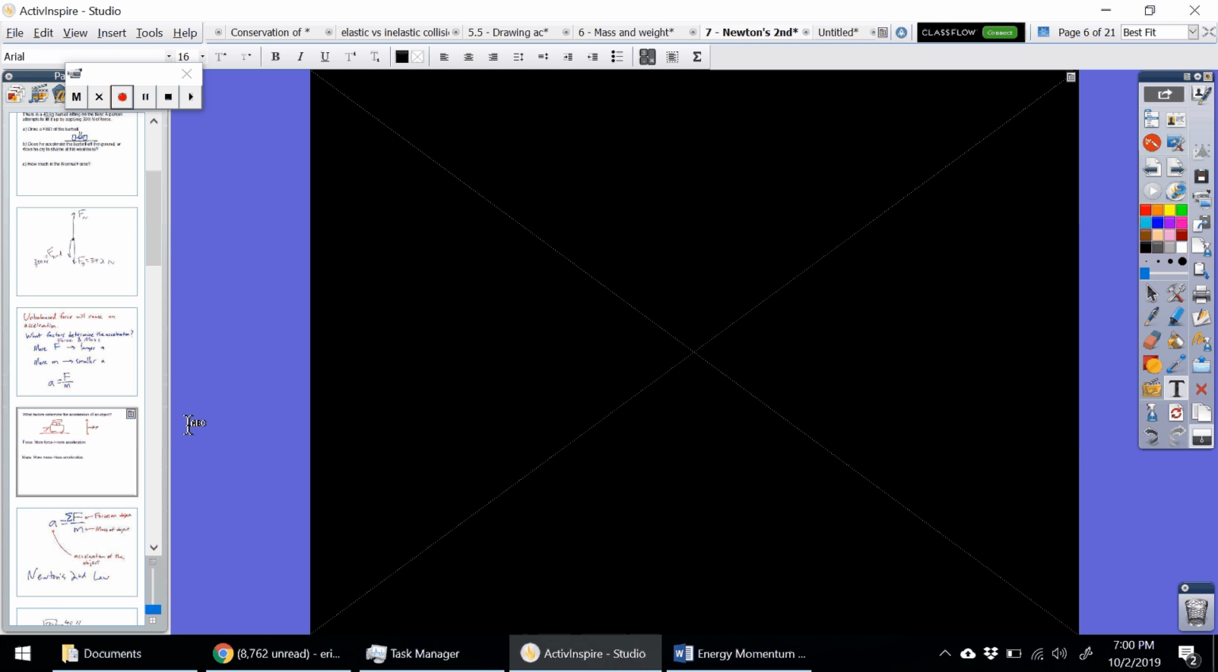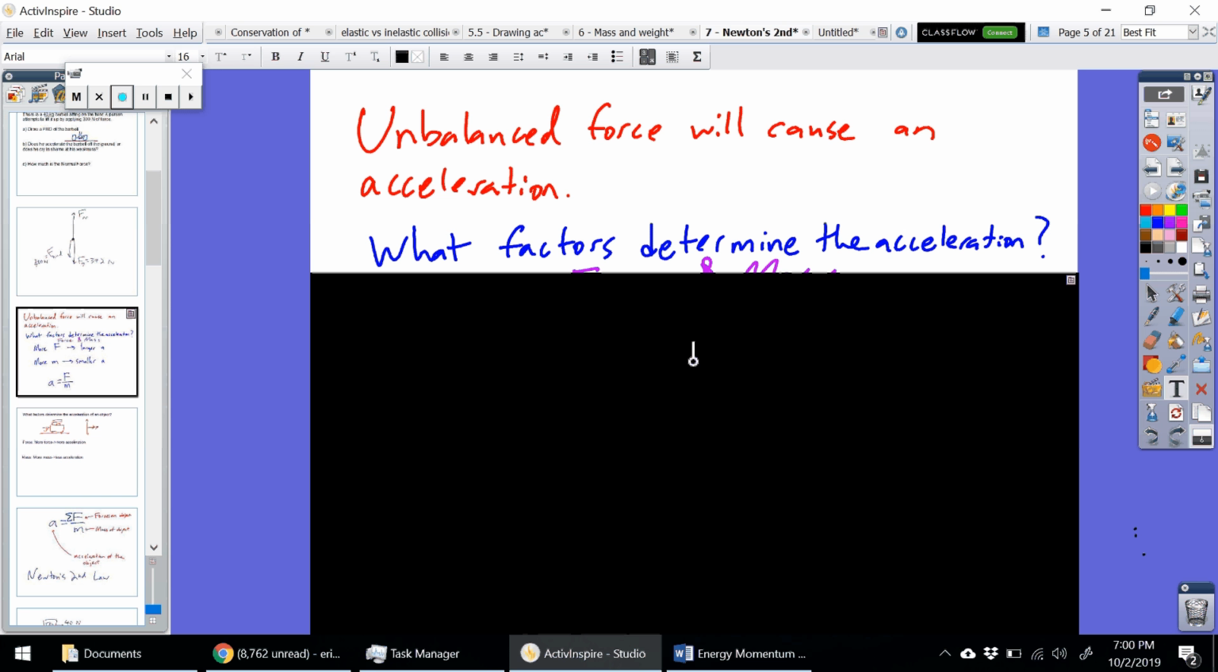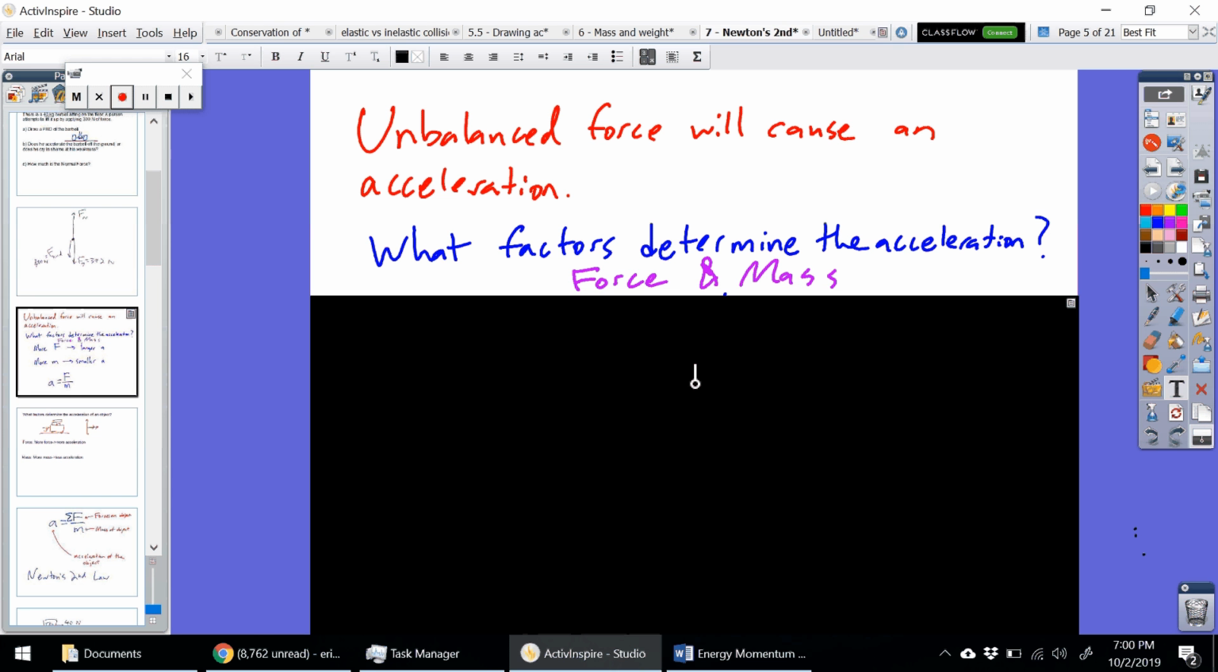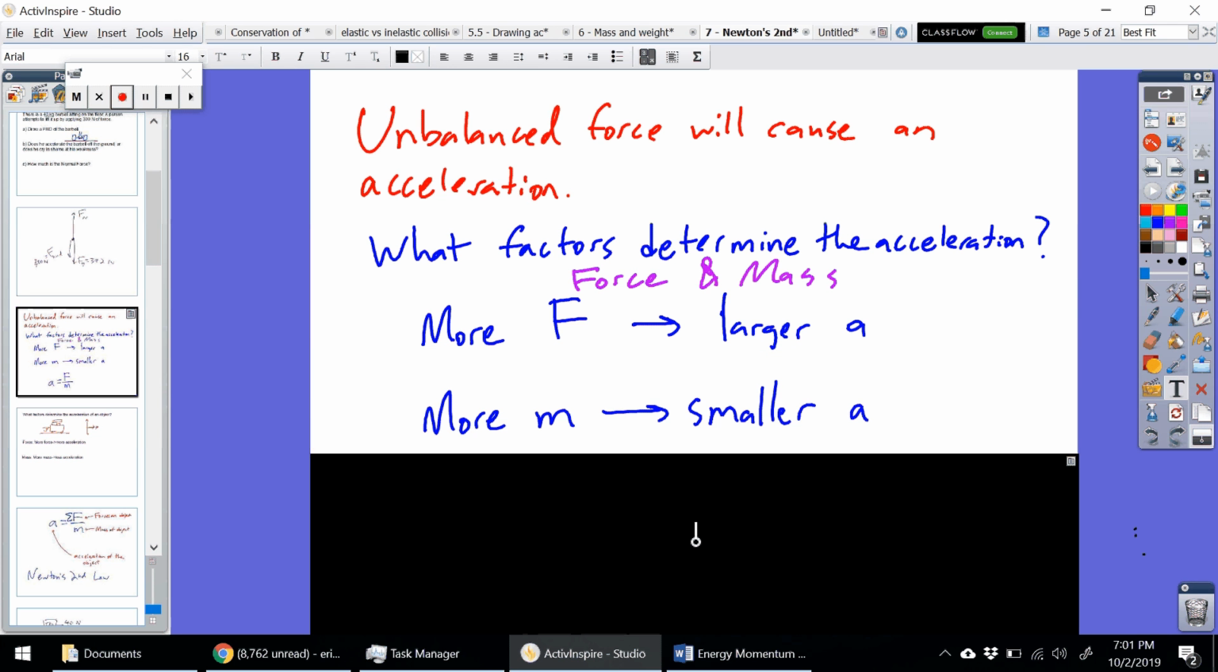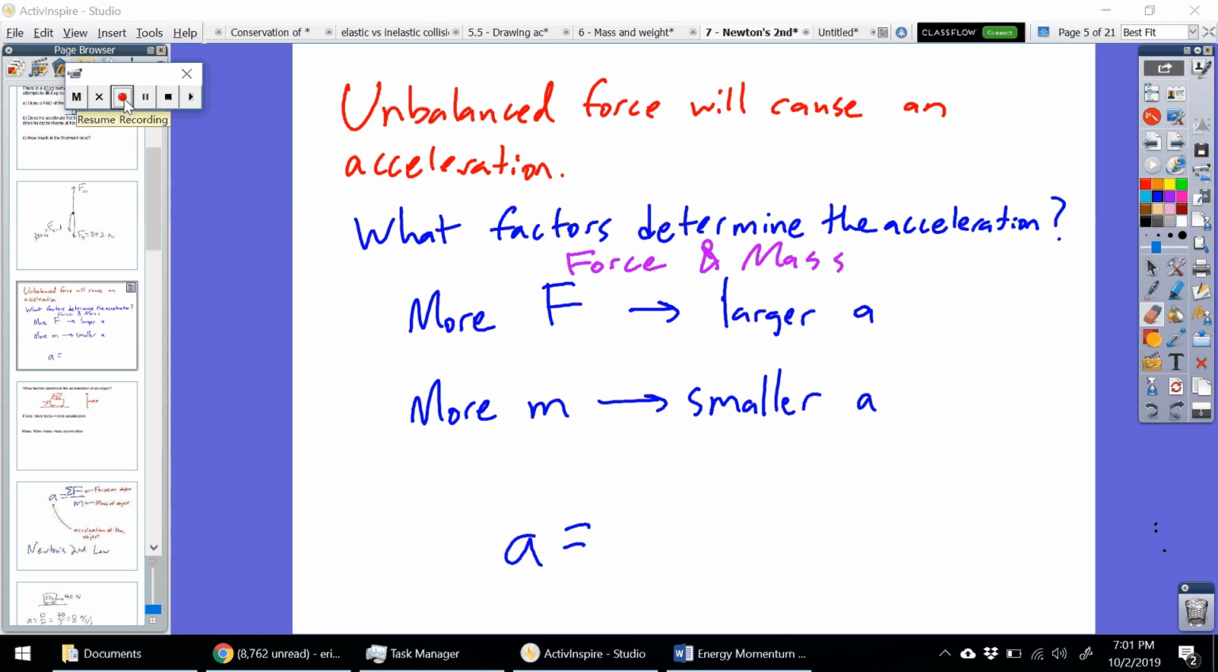So let me go back to the screen then. What factors affect acceleration? The two factors that determine the acceleration are the force you apply onto the object and the mass of that object. And like we just said, more force means larger acceleration, more mass means smaller acceleration. Now you can encode these two relationships into one equation. Say you want to make an equation that tells you what acceleration depends on. Well, it's going to depend on both force and mass, right? So you should have both force and mass somewhere on this side of the equation, all right?